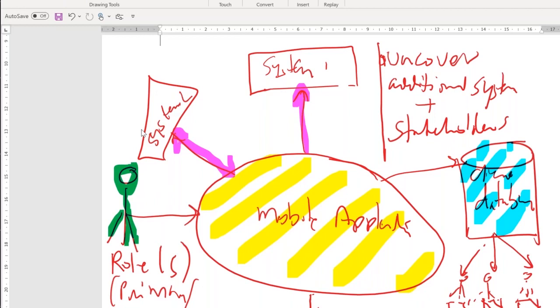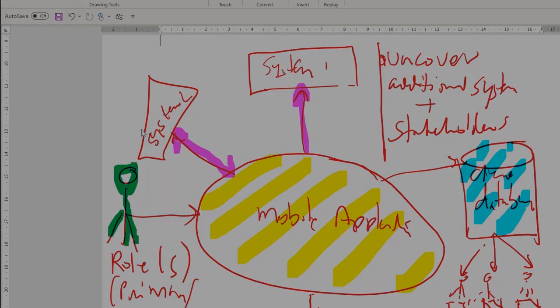BPMN came after UML. Again, what is it? It's a standard of notation. And what does it help us with? It helps all the teams have a common understanding of the notations being used and what they really mean, right?